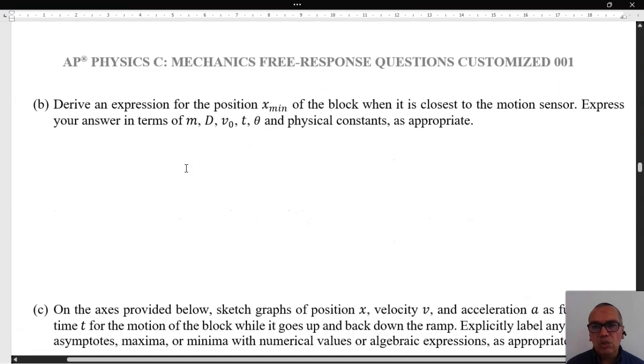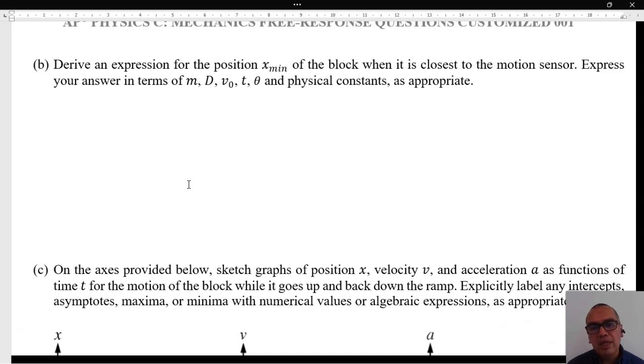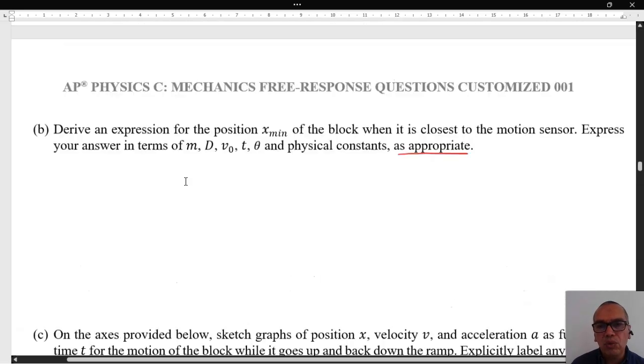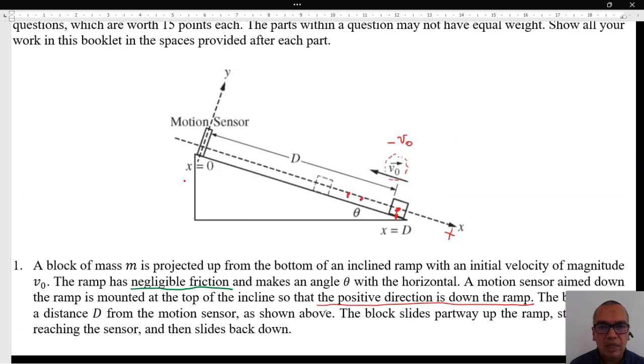Next, they ask you to derive an expression for the position x min of the block when it is closest to the motion sensor. Express your answers in terms of the same variables as before: mass, initial position, initial speed, time, theta, and physical constants as appropriate. Now, if you consider your intuition about the motion of this block, remember that it's going to move with an initial high velocity, and then it's going to come to a rest position, and then it's going to come back down to get a final velocity in the positive direction.